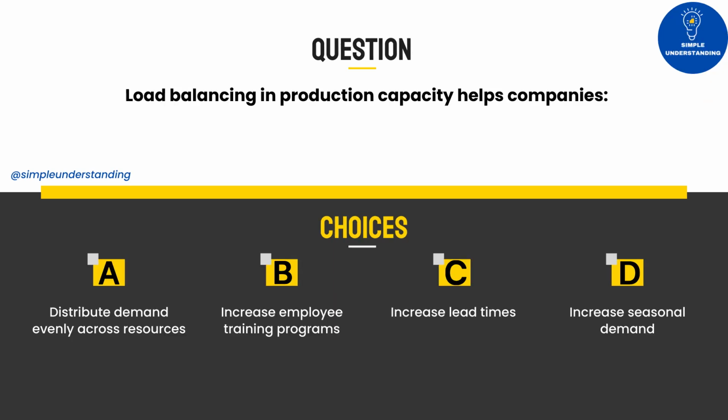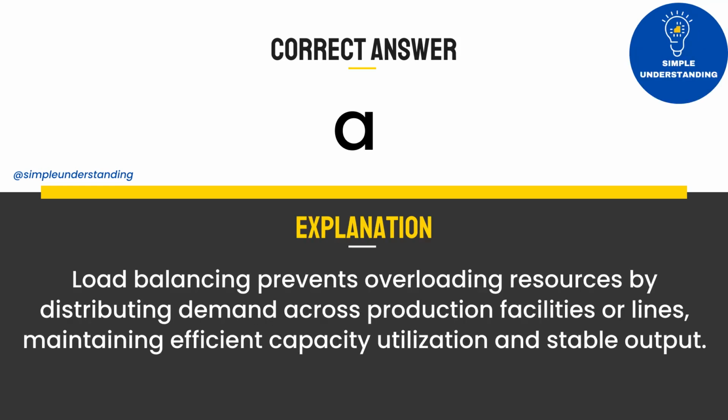10. Load balancing in production capacity helps companies: A. Distribute demand evenly across resources. B. Increase employee training programs. C. Increase lead times. D. Increase seasonal demand. Answer A. Explanation: Load balancing prevents overloading resources by distributing demand across production facilities or lines, maintaining efficient capacity utilization and stable output.